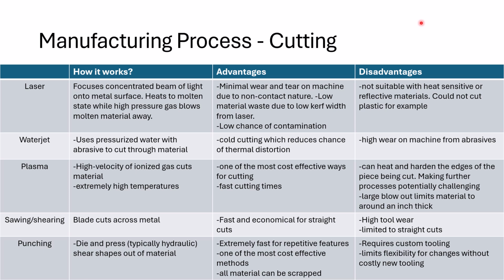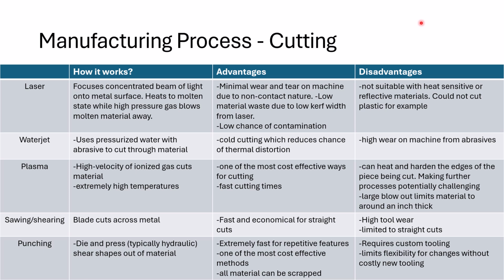Couple key notes. Laser, it's a pretty low wear on the machine. There's no moving parts, no abrasive parts like the water jet. No contamination. Disadvantages, it's going to be a little heat sensitive. Any plastic or any material that really can't heat up won't be able to use it. Any reflective material wouldn't work too well. Water jet cutting is high wear on the machine, but it has its advantages: you can cold cut. There's no heat involved. You're not going to thermally warp or distort your metal.